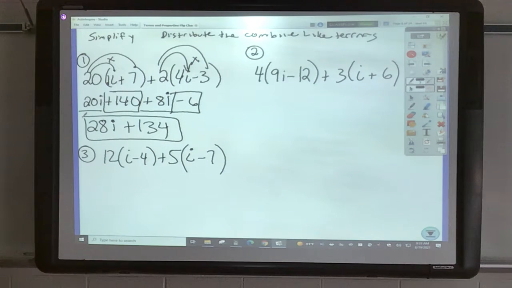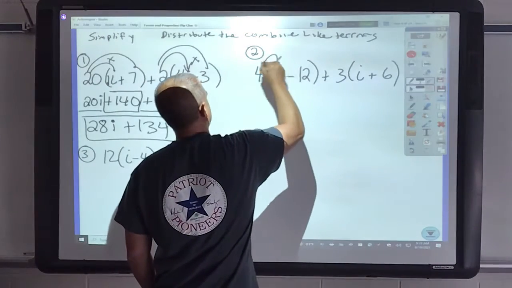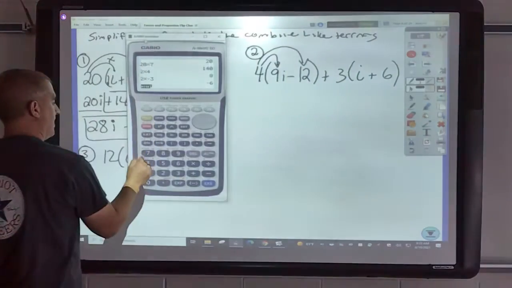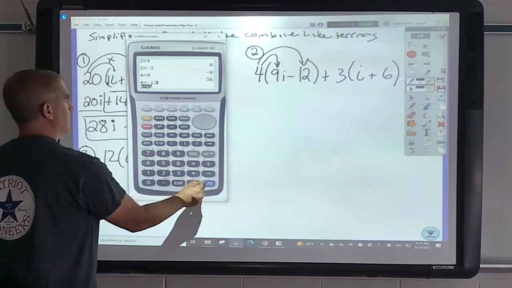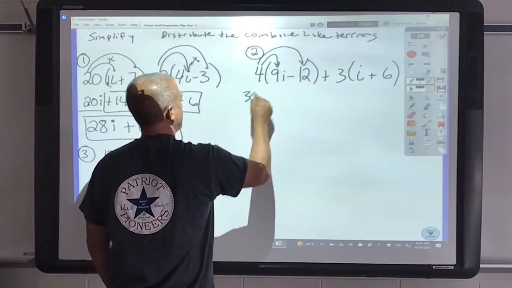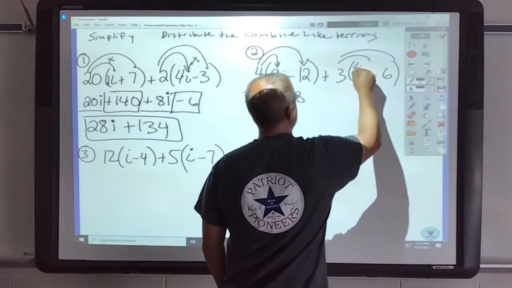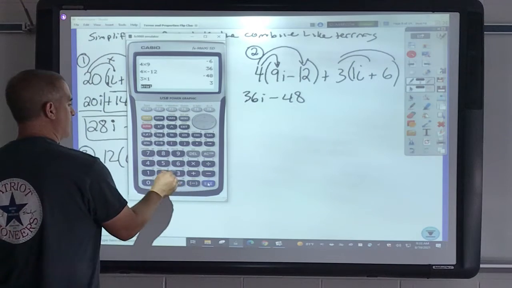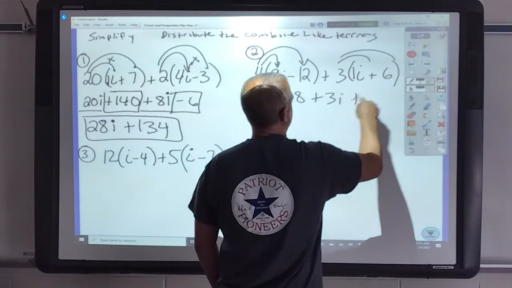So we're just taking it a step further where I want to distribute and then combine like terms. I'm going to multiply here. So that is going to be 4 times 9i, and 4 times negative 12. So I got 36i minus 48. Then I'm going to take this 3 and multiply. There's a 1 inside. Put that 1 there. It will help you. 3 times 1i, 3 times 6. So I got 3i and positive 18.